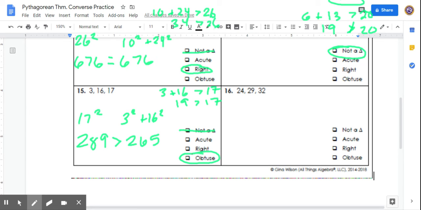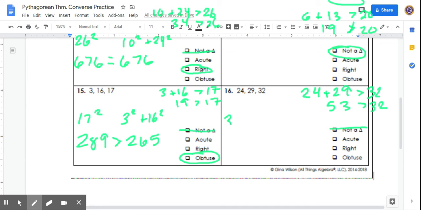So then, finally, the last one, we need to check if it's a triangle. So 24 plus 29, that is definitely larger than 32, because 24 plus 29 is 53, which is absolutely larger than 32. So we can get rid of that option because it is a triangle.